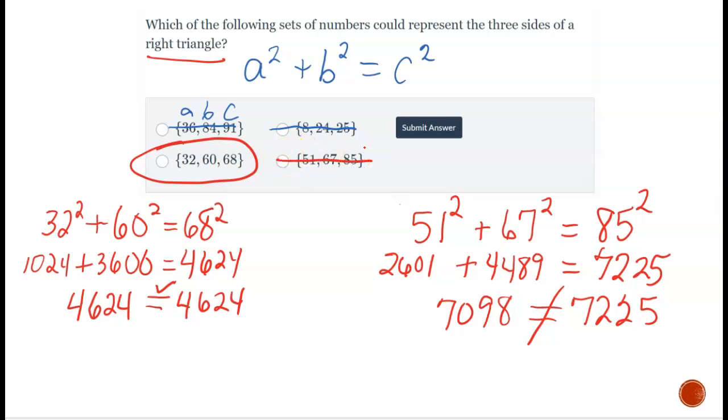In order to prove if three numbers create a right triangle, you have to use your Pythagorean theorem, and you just substitute in the values that you're given in a set of numbers. The key is just double checking that the numbers are leg plus leg equals hypotenuse, and the hypotenuse is always the longest measure.